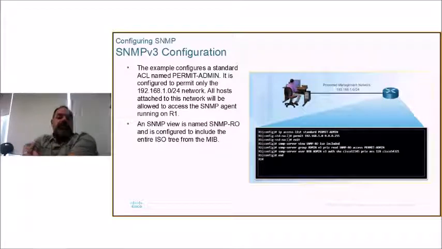So the example configures a standard ACL permit admin. It is configured to permit only hosts from that particular subnet. And an SNMP view is named SNMP RO. So basically from here, that's your ACL. That's the server view, that's your group admin, and that's using the ACL, and that's setting up the user account.